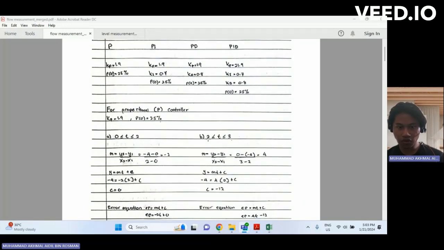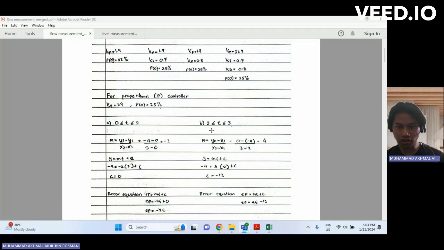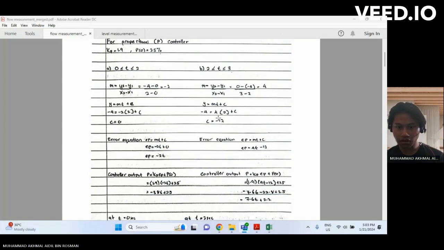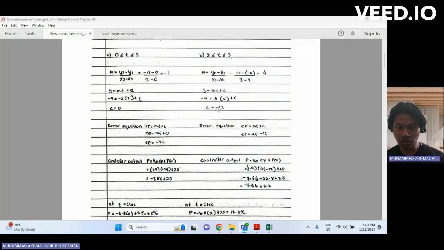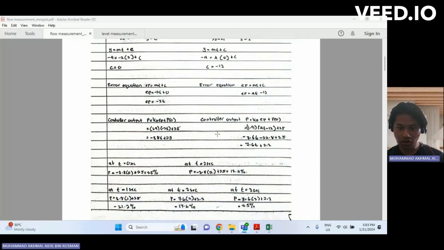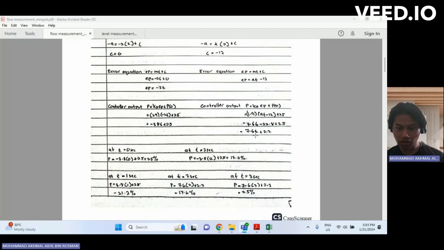And then we will do the same thing for 2 until 3 with the same formula, m equal y2 minus y1 divided by x2 minus x1. And we'll get our m, 4. And then we will find our c, with the error equation, we'll get our Ep 4t minus 12. And at the controller output, we will get 7.6t plus 22.2.